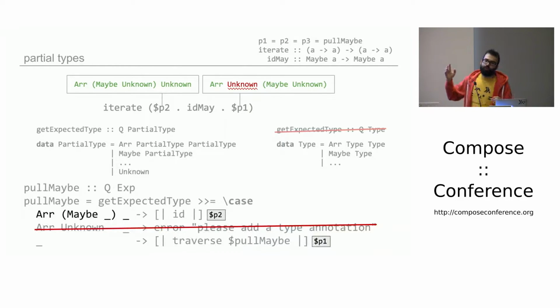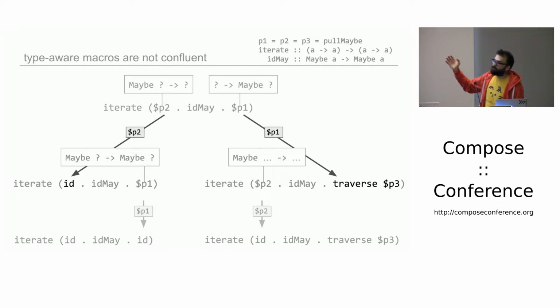And so if we look at the $P2 call site, we're pattern matching on arrow of maybe unknown to unknown using the pattern arrow of maybe underscore to underscore, and that successfully matches. And so that's why $P2 expands to ID. Whereas with $P1, we're trying to match on arrow unknown to maybe unknown, and this does not match maybe underscore, because unknown and maybe are different constructors, and therefore we fall through to the second case and expand to traverse for $P1. And so now we can understand the first two arrows of the slide we'll keep going back to.